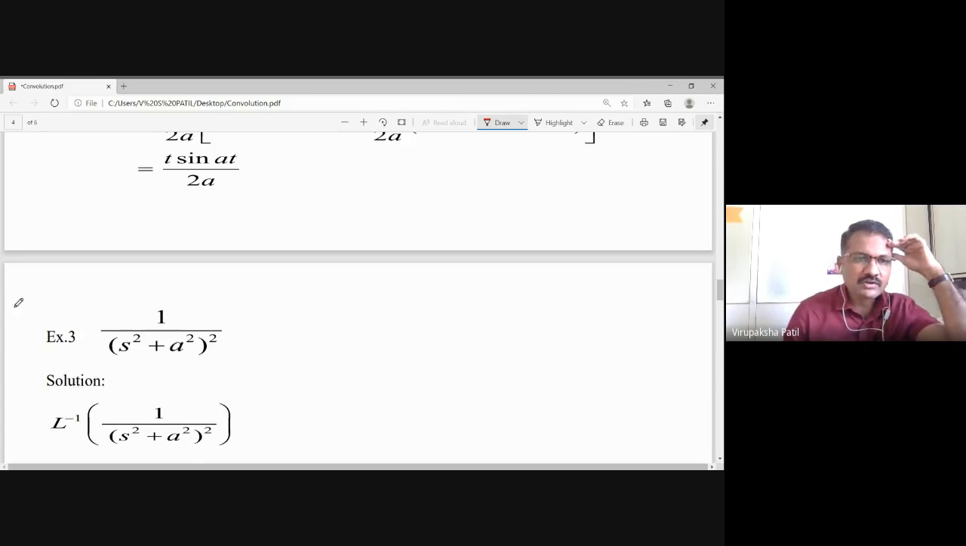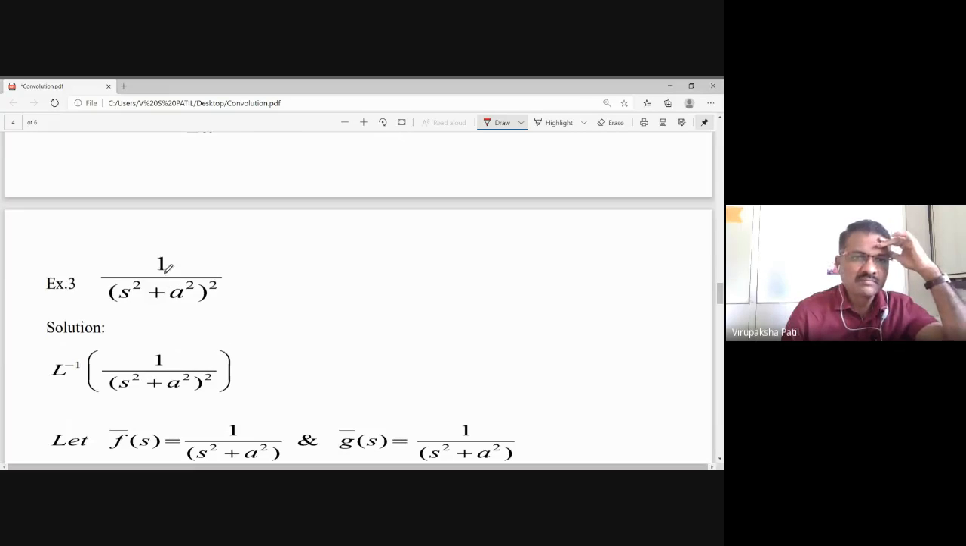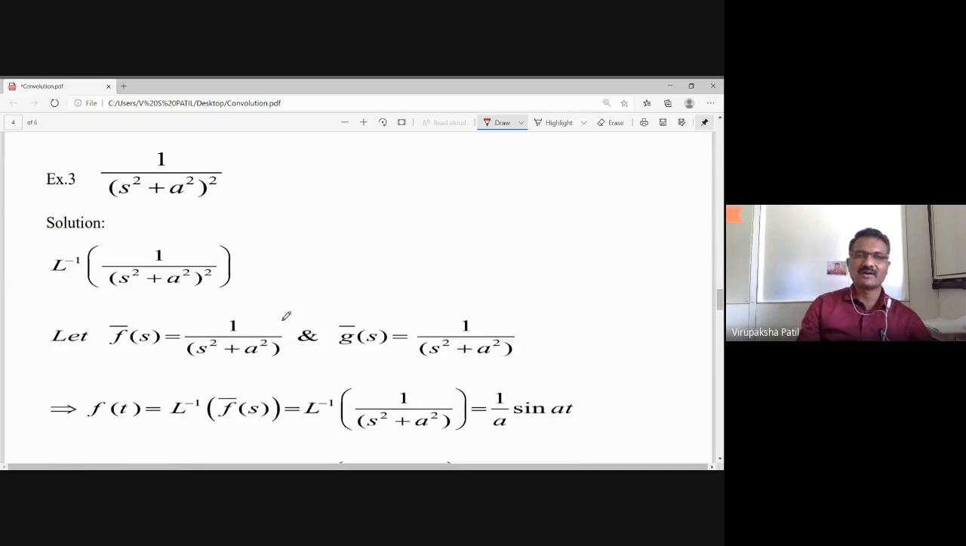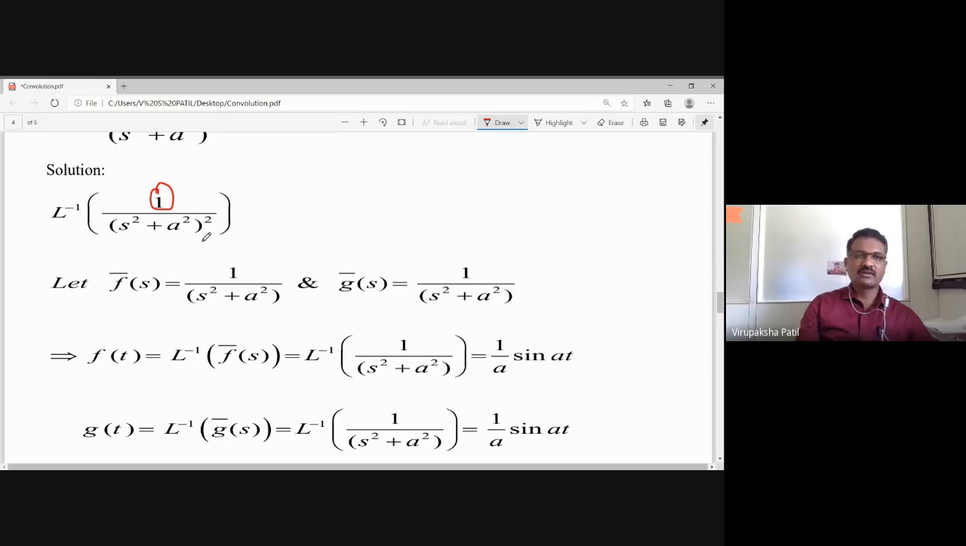So, next one is find the inverse of this function using convolution theorem. That is 1 divided by (s square plus a square) whole square. So, L inverse of 1 divided by (s square plus a square) whole square. You have to express this as a product of two functions f bar s and g bar s. So choose f bar s and g bar s properly. Your numerator is 1, so definitely you are going to get 1 in both the numerators. So you can write f bar s is equal to 1 divided by s square plus a square, and g bar s is 1 divided by s square plus a square.